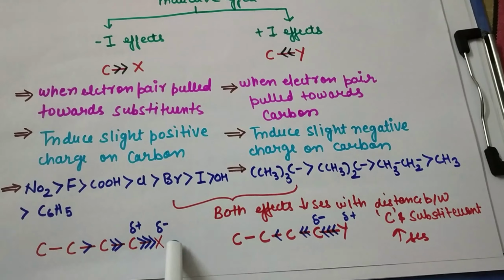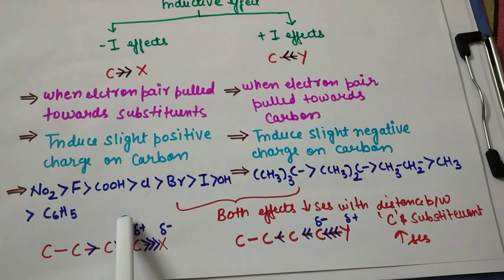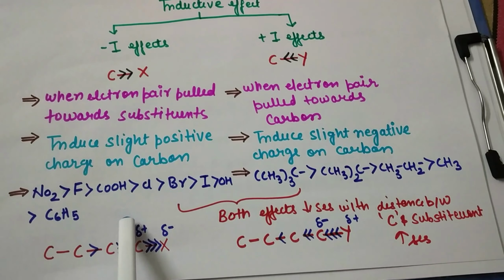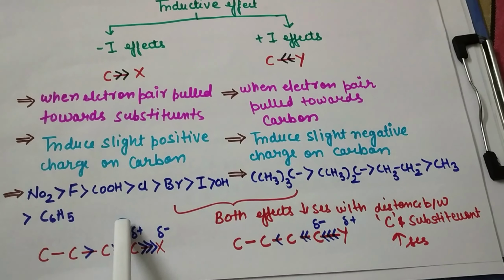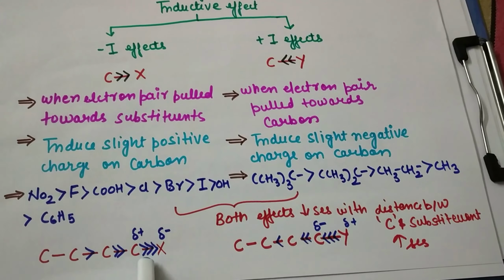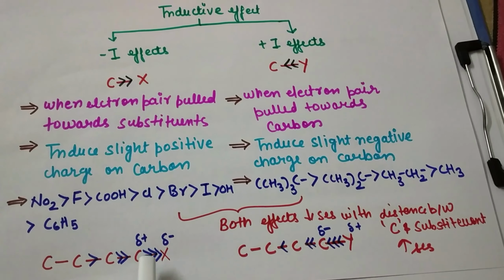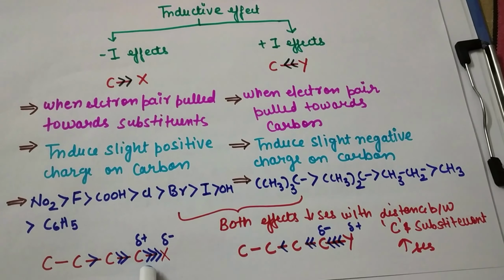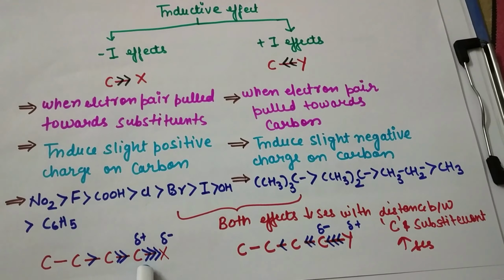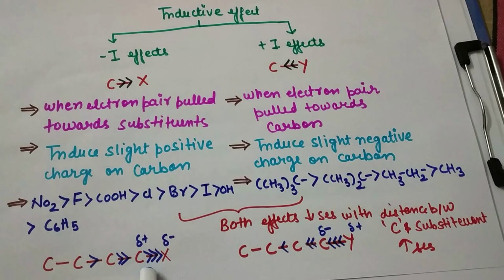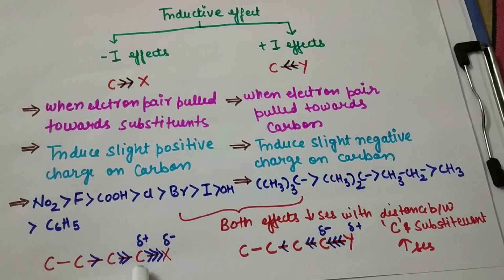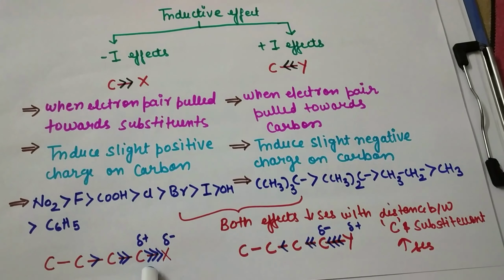So here you can see both the plus and the minus I effect will decrease as the distance between the carbon and the substituent increases. Here you can see this is C carbon and this is X atom which has more electronegative value. So the minus I inductive effect will be more on this carbon because the distance between X and the carbon is less. Both are adjacent or neighboring atoms to each other.